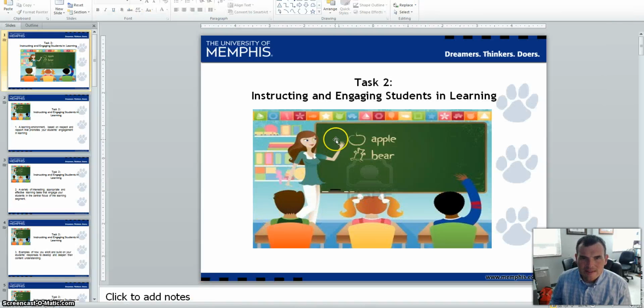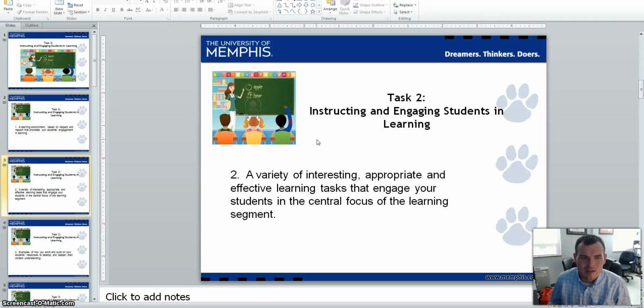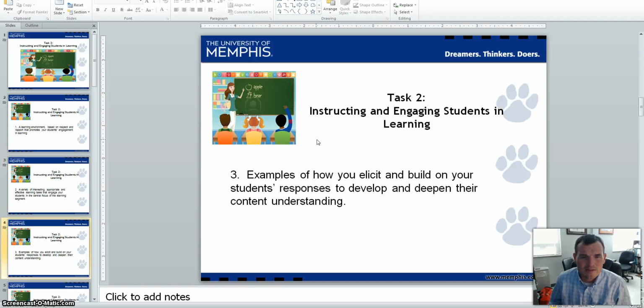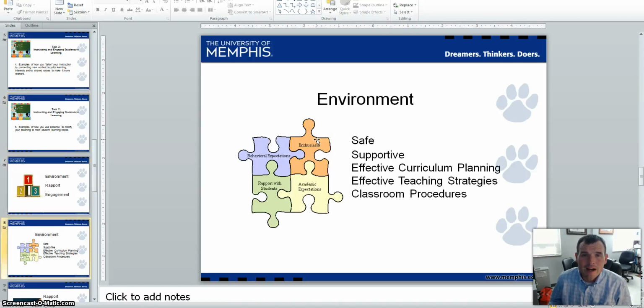Now, one of the things that's posted on eCourseware is a PowerPoint presentation which looks into instructing, engaging students in learning, which is related to task 2. The purpose of this PowerPoint is just to give you a little bit of an introduction to task 2, but also just to give you an idea of what the expectation is. So this is only a 12-slide presentation, so in your own time, please take a moment to look at the PowerPoint to gain a better understanding of what task 2 represents.